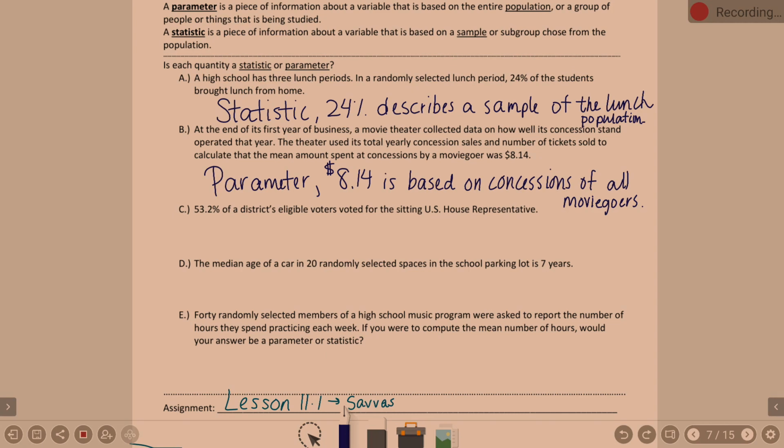C. 53.2% of a district's eligible voters voted for the sitting U.S. House of Representatives. It's not the whole nation, it's just one district. So it can also be a parameter because it doesn't say. Parameter or statistic? But the last one was a parameter, so I think statistic. We also have 5 total examples here.